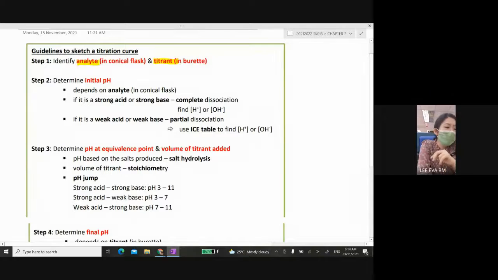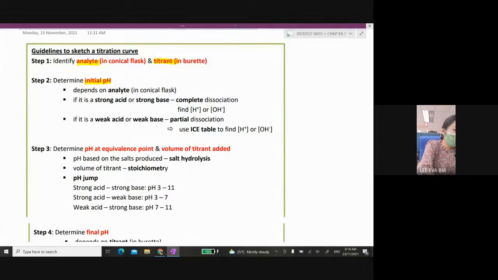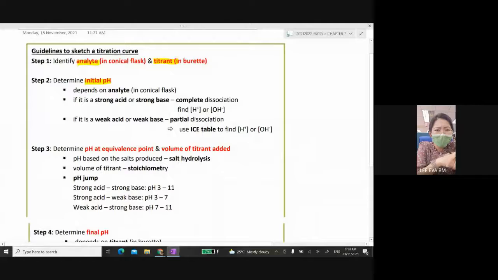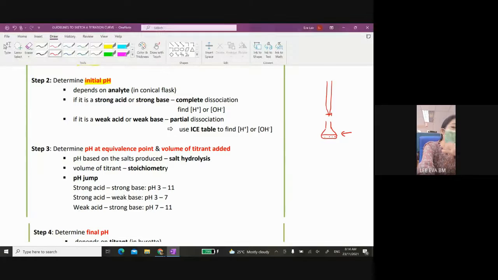Second step, we want to determine the initial pH. When we say initial pH, which one are we looking at? Is it the analyte or the titrant? Initial pH, if you still recall the titration diagram, we have the burette and the conical flask. So the initial pH will depend only on the conical flask before you start the titration, and it is pure analyte.